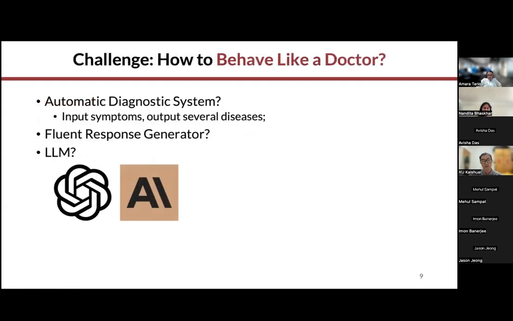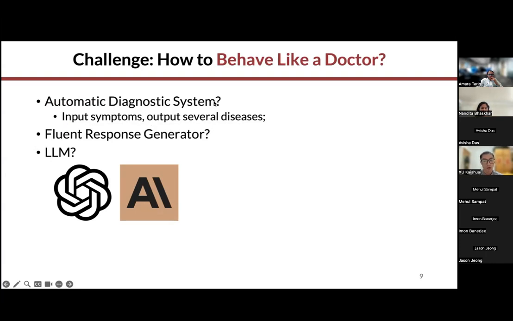The challenge of medical dialogue generation is a lasting topic, actually, how to behave like a doctor. Several researchers in these years have tried to solve these challenges. There are three directions to solve the challenge. The first is the automatic diagnostic system.